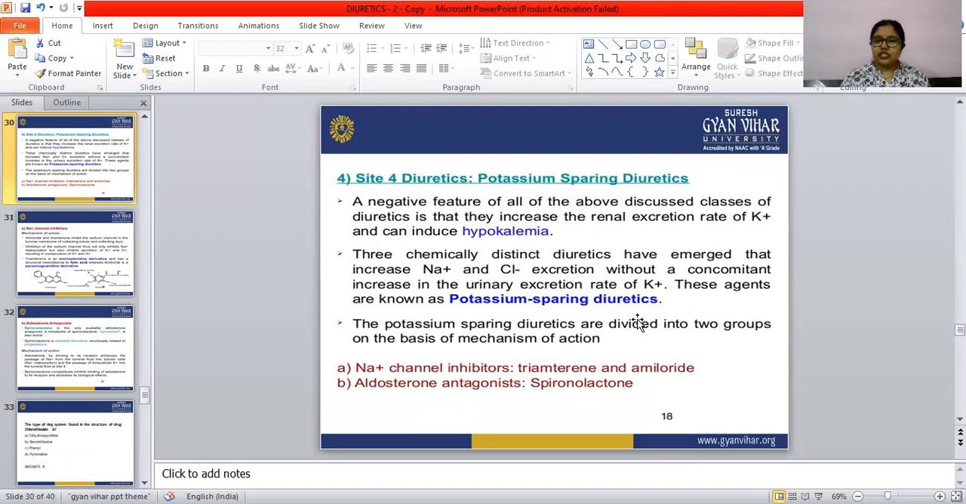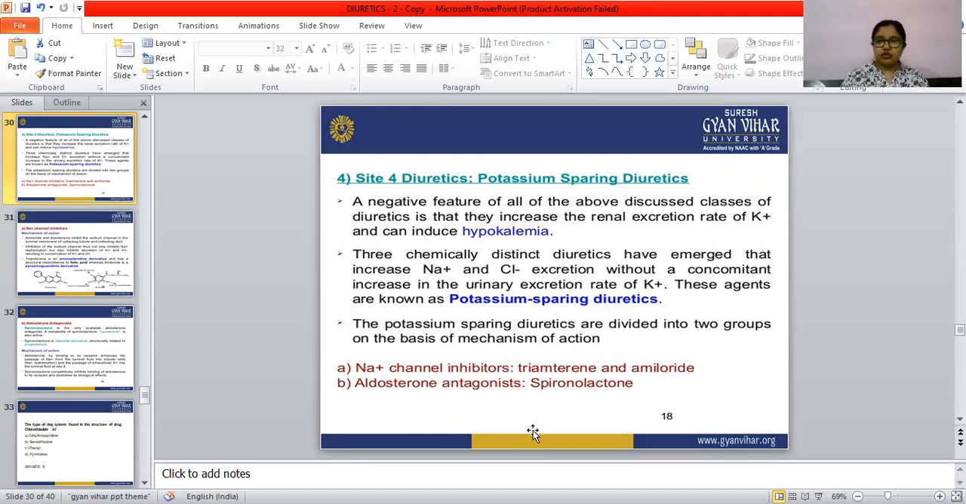Potassium sparing diuretics are divided into two groups on the basis of the mechanism of action. The first is sodium channel inhibitors, that is triamterene and amiloride, and the aldosterone antagonist is spironolactone. So these are the two main classifications of the potassium sparing diuretics.